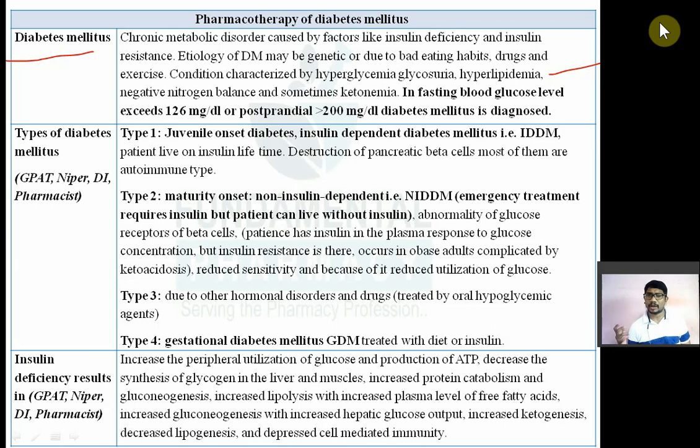Then hyperlipidemia: lipids are broken down and free fatty acid levels in the blood increase. That is nothing but hyperlipidemia. Because of the deficiency in the utilization of glucose, glucose will increase in the body. That is hyperglycemia. That glucose is being excreted in the urine, known as glycosuria.